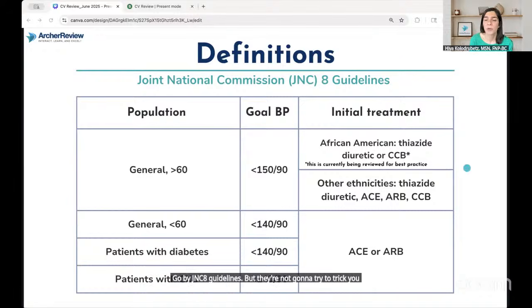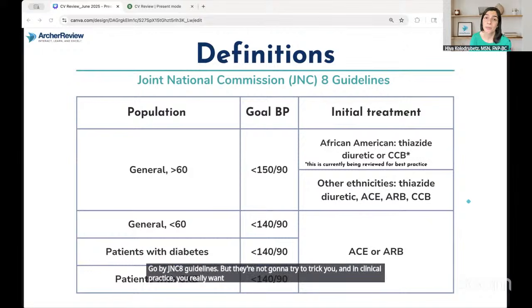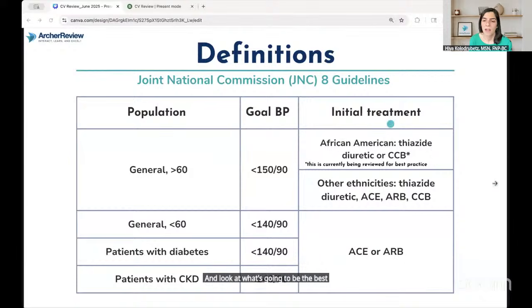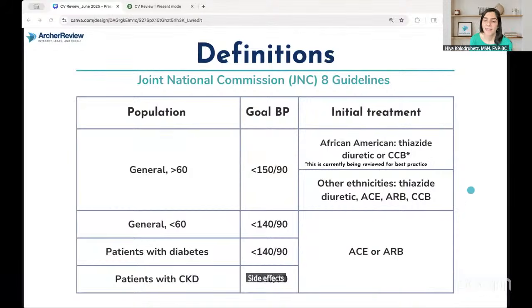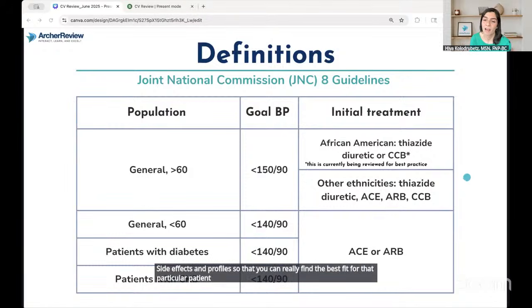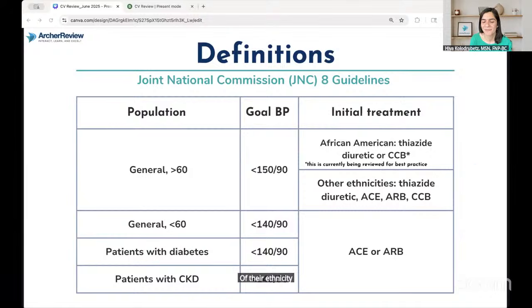And in clinical practice, you really want to look at your particular patient and look at what's going to be the best fit for them. I'll talk to you guys a little bit about side effects and profiles so that you can really find the best fit for that particular patient, regardless of their ethnicity or race.